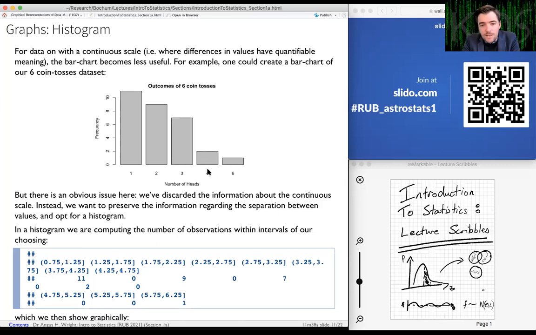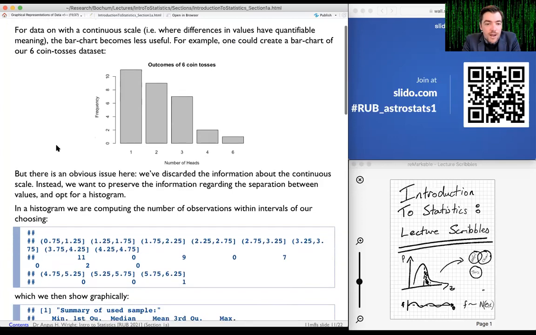But more importantly, there's this gap here, or rather the lack of a gap here, where the difference between 4 heads thrown and 6 heads thrown has been smashed together. Because again, in this bar chart, there's no quantification of the meaningful difference between the X values. They are assumed to be meaningless. And so instead of showing this as a bar chart, we want to use something where we retain the information that's present in the x-axis, and that is the histogram.